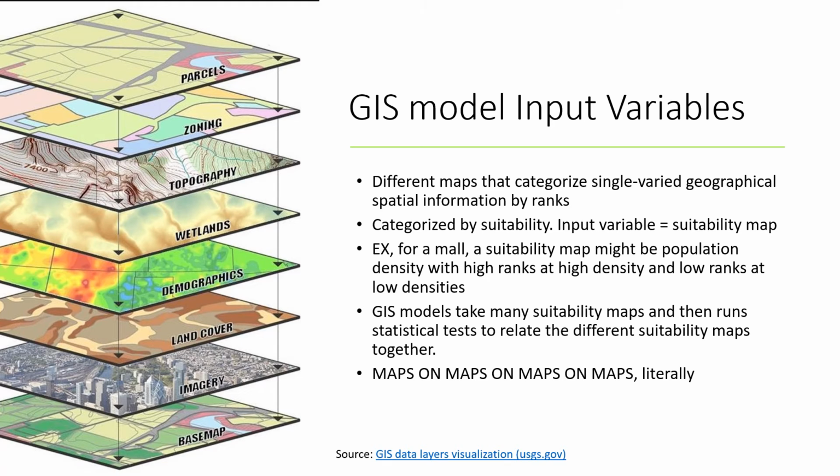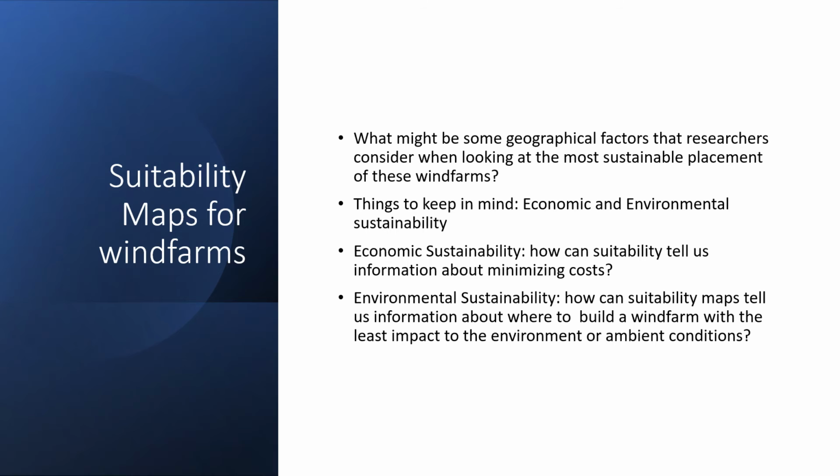Moving forward, how do GIS models work with suitability maps? GIS models take suitability maps and then run statistical tests to relate the different suitability maps together. A nice way to think about it is maps on maps on maps on maps, as depicted to the left, because that is what a GIS model essentially does. Through statistical operation, it layers these maps to ultimately come up with a suitability map that is a mix of all the other previous suitability maps.